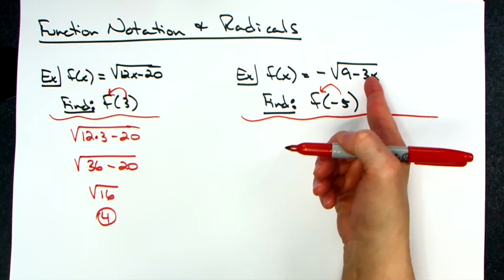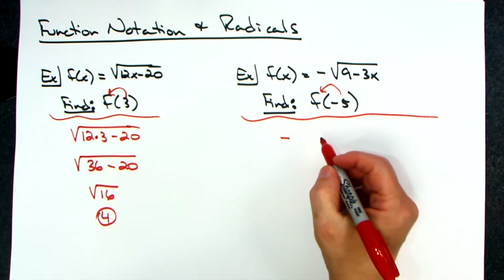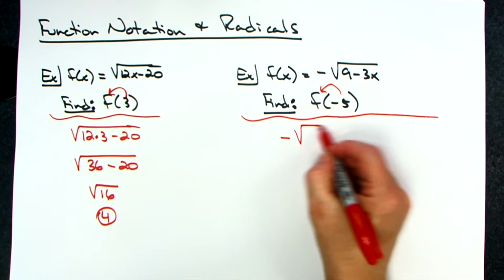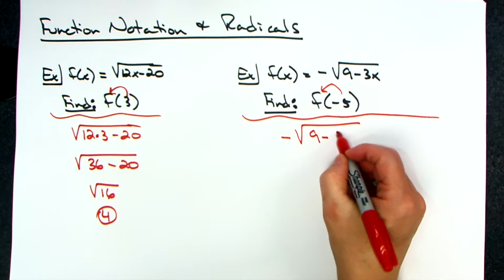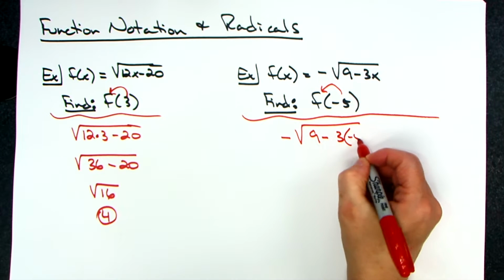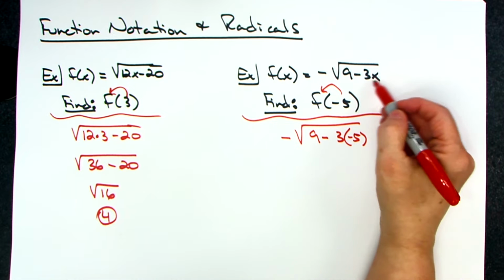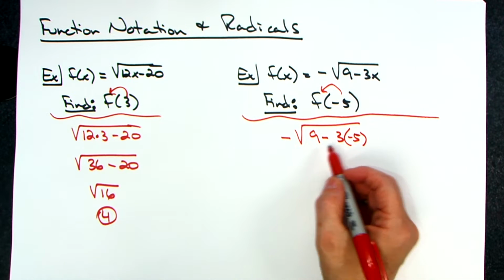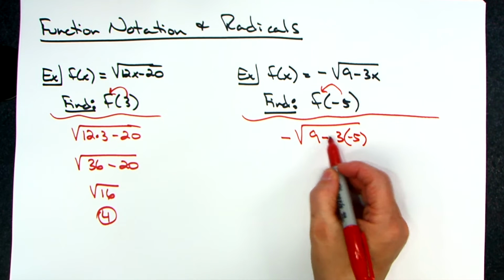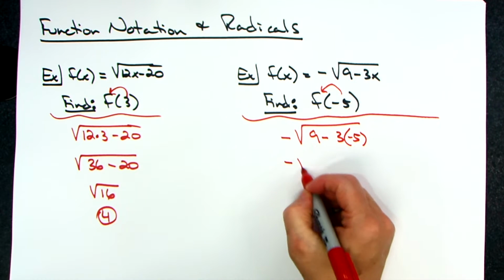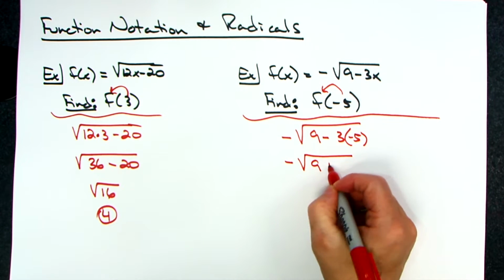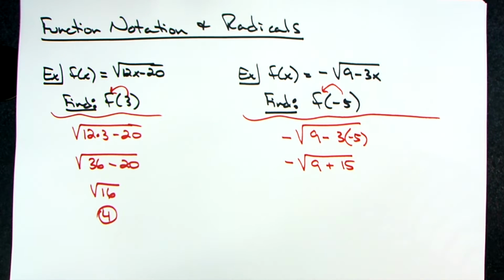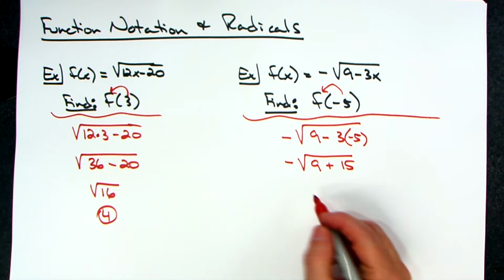So I'm going to take negative 5 and plug it in for the x. We'll keep the negative that's on the outside. Square root of 9 minus 3 times the negative 5, replacing that x with the negative 5. However you want to think about this, this is going to be a negative 15. You've got a subtraction right there, so basically that turns into a 9 plus a 15. The negative on the outside still just stays. 9 and 15 is 24.